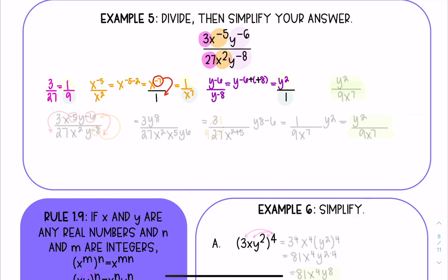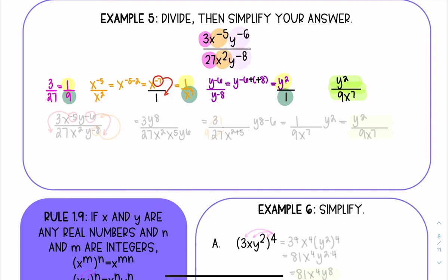So on the tops of our fractions, we have a 1, and a y squared. And this is all multiplication, so 1 times y squared is y squared. And on the bottom of our fractions, we have 9, x to the 7th, and 1. And so we end up with 9x to the 7th. And so that's one way to do it.